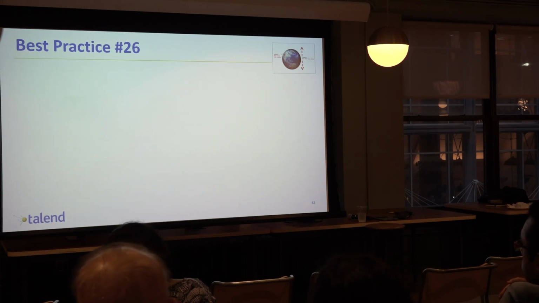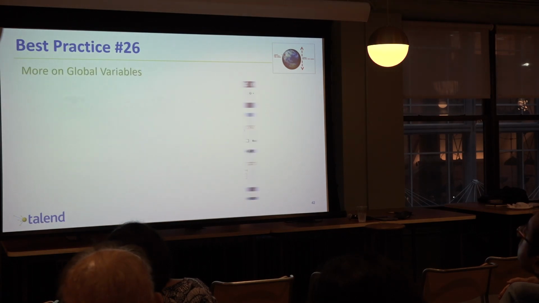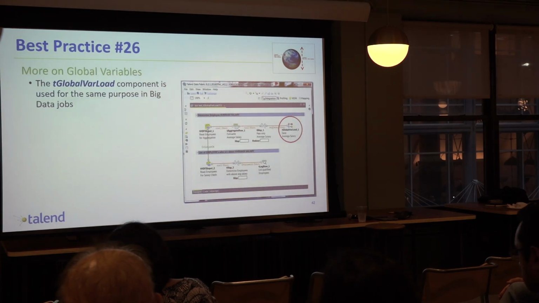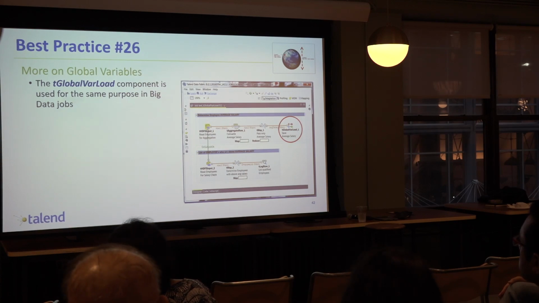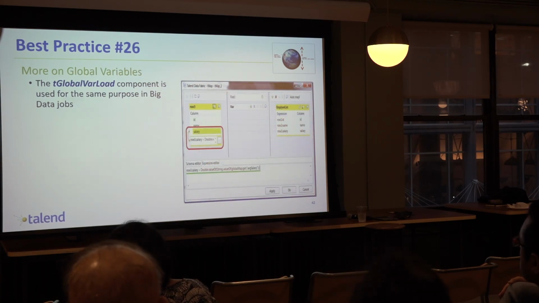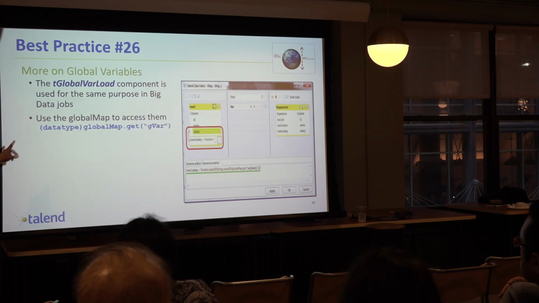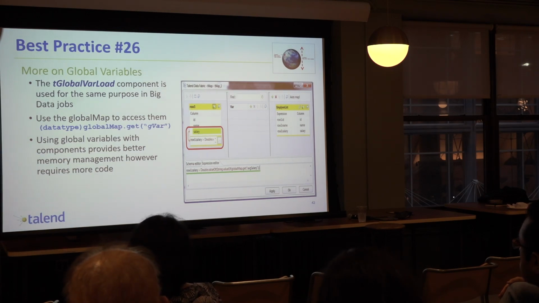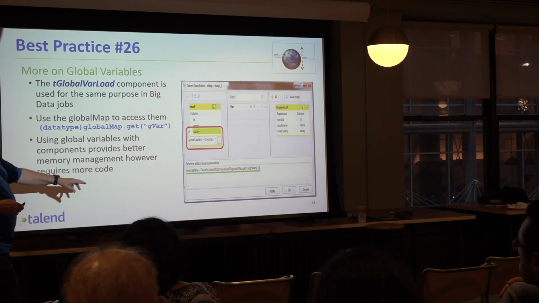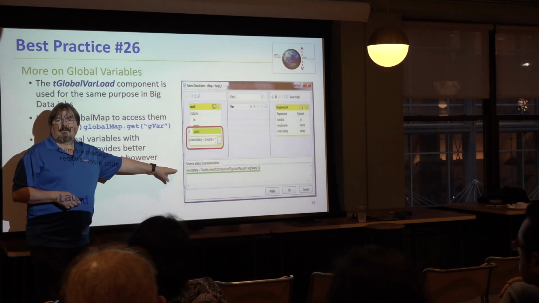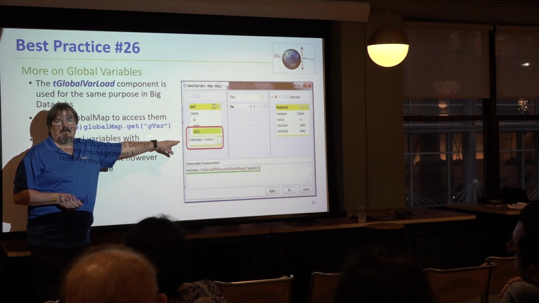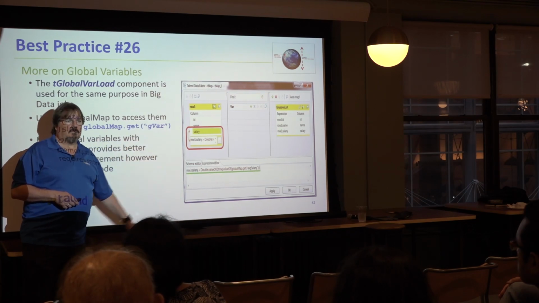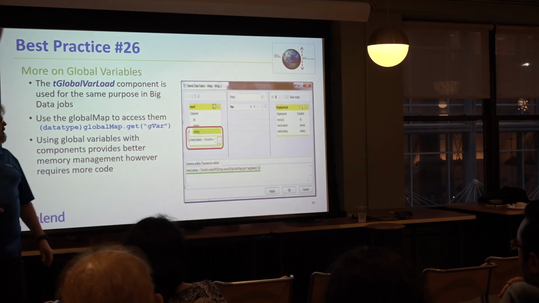Or you can use the global var. Oh, that's the one for big data. I'm sorry, I'm one slide ahead of myself. That's a MapReduce job. Again, it uses the same global map.get function. Now what I'm doing is using it within an expression within a tMap. So that's a global variable and how you access it.